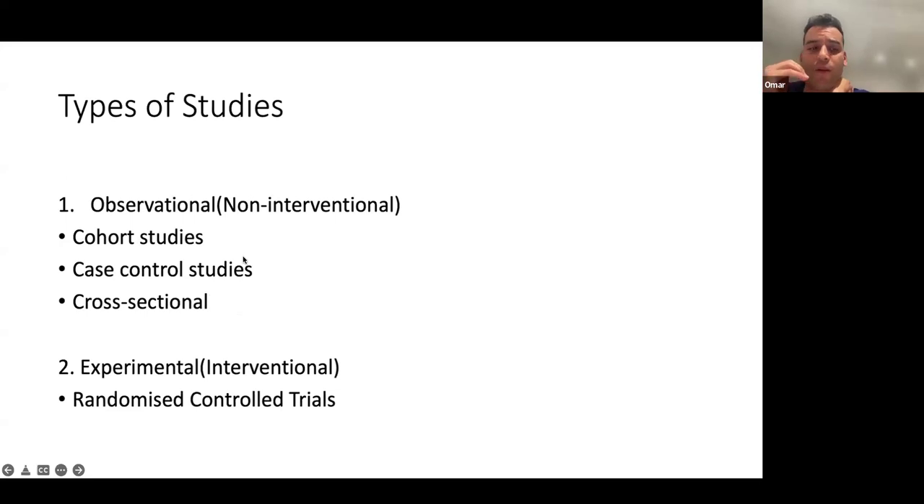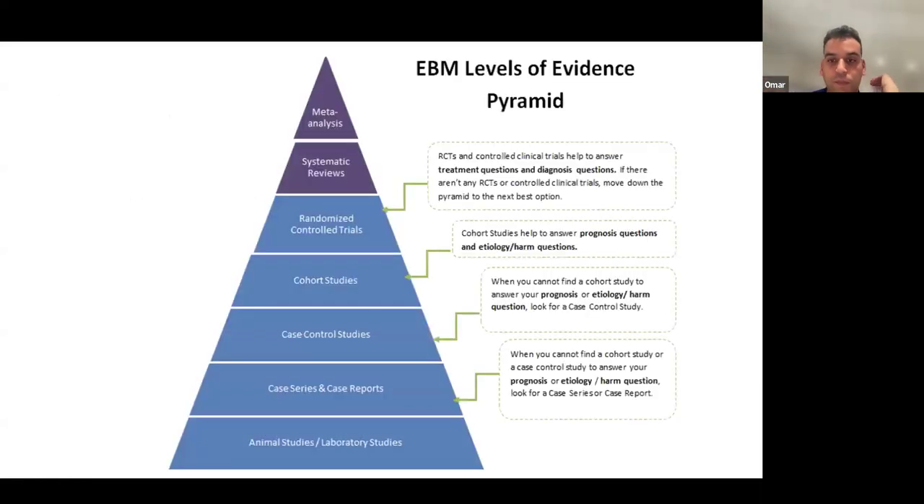Last time we talked briefly about the level of evidence pyramids. The types of studies in that pyramid can be split broadly into observational and experimental. Experimental means there's an intervention, like a randomized control trial. Observational has no intervention: it's cohort, case control, or cross-sectional study. This is the pyramid that we discussed last time.